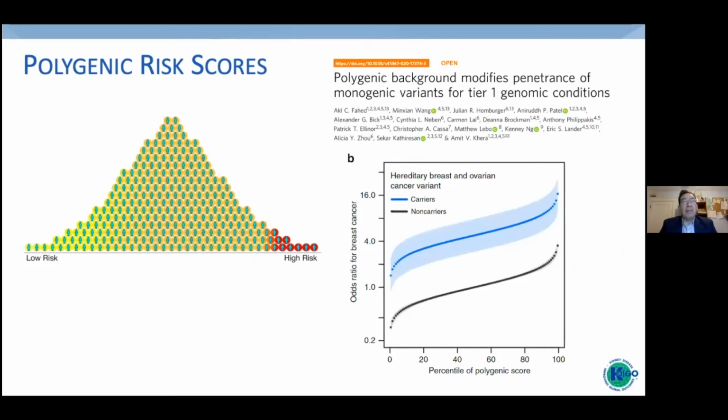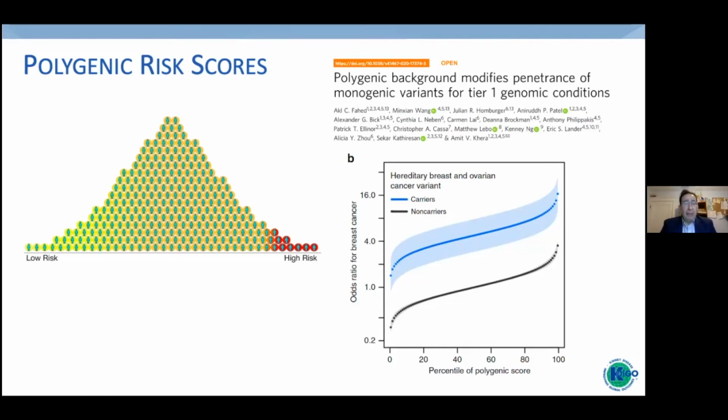Increasingly, people are talking about polygenic risk scores. Essentially, taking the results of genome-wide association studies and then assigning individual people a risk score depending on the sum of predisposing and protective alleles that this individual has. I think the verdict is still out on how useful this is going to be, at least as a clinical tool.